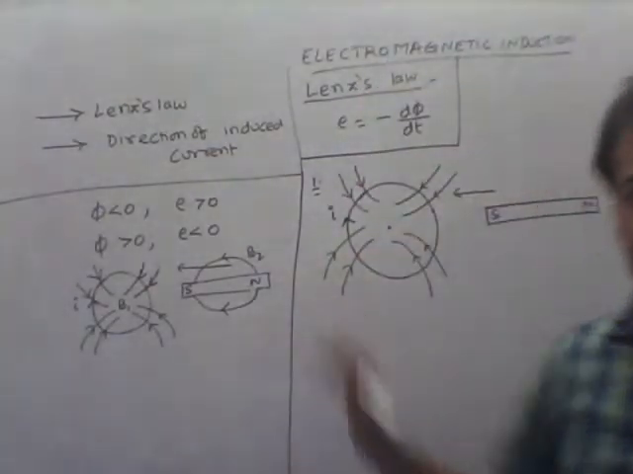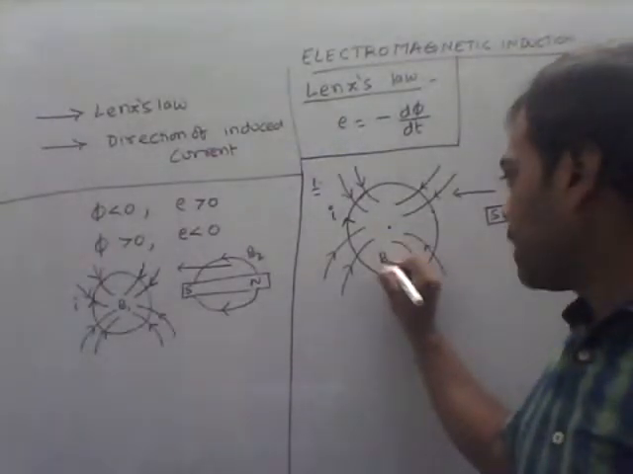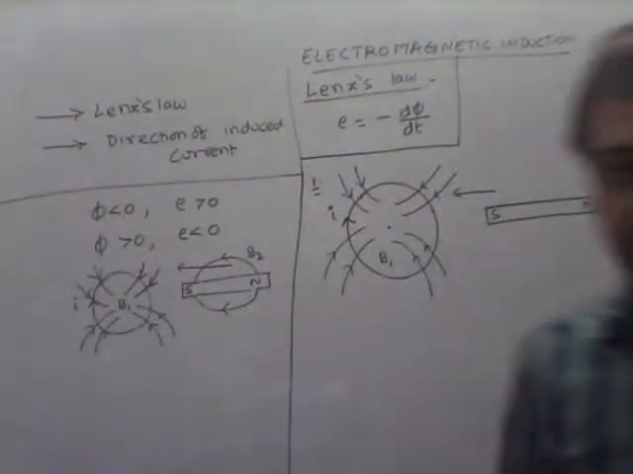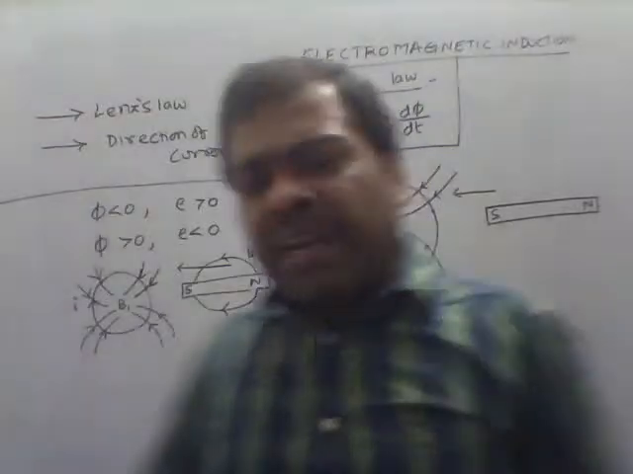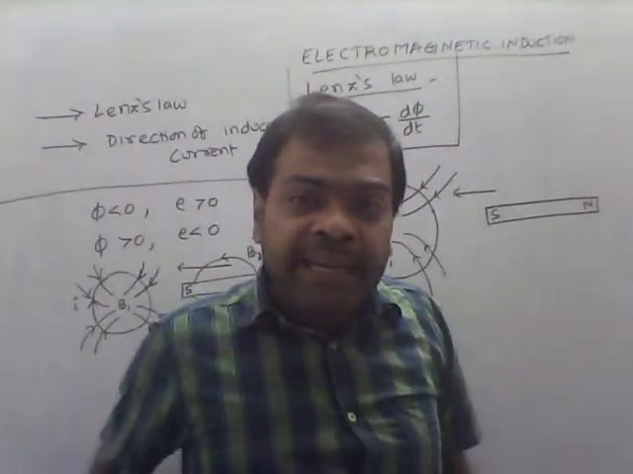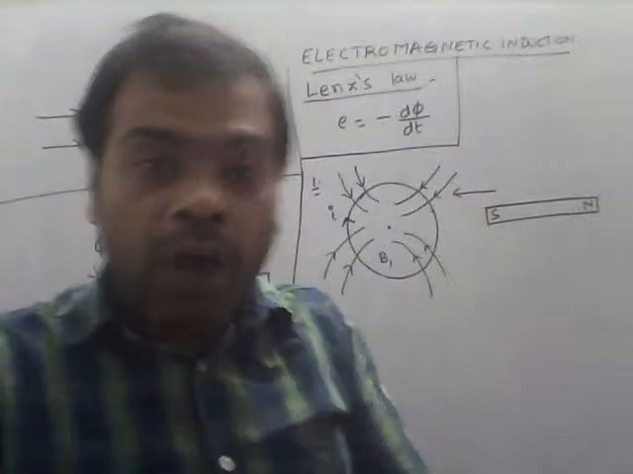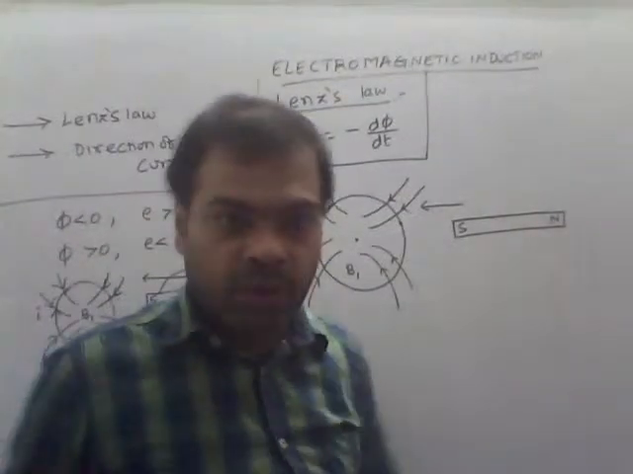Okay, this magnetic field will flow inwards. Let us consider B1 is the magnetic field produced in the circular coil. Now in the magnet, whenever we are talking about the magnetic field lines of a bar magnet, we always consider them outside the magnet only.